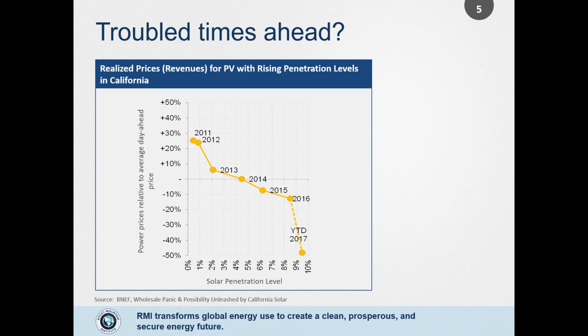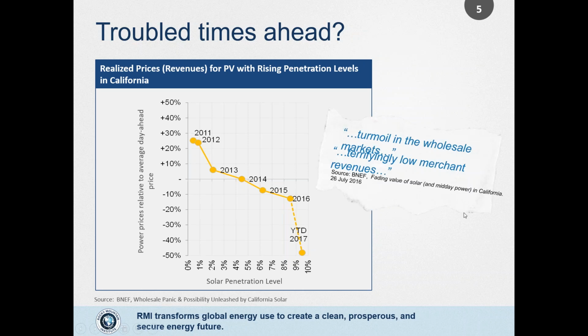And so this has stirred a bit of a craze, and a lot of folks have been quick to say that this means that there is an economic limit to variable renewable energy penetration. And I'll discuss a little bit of why we see this.